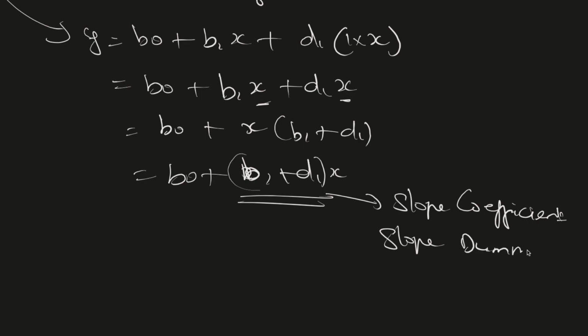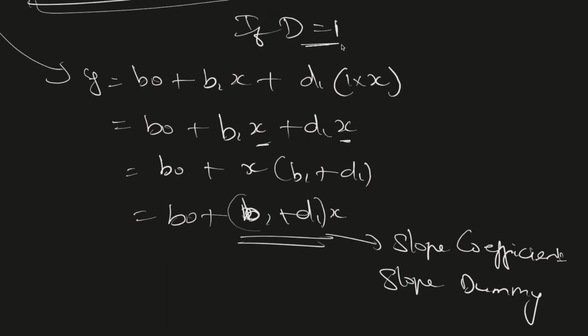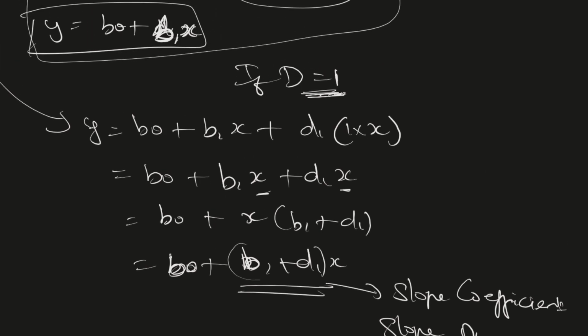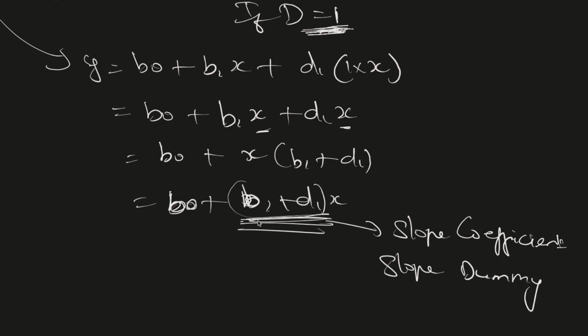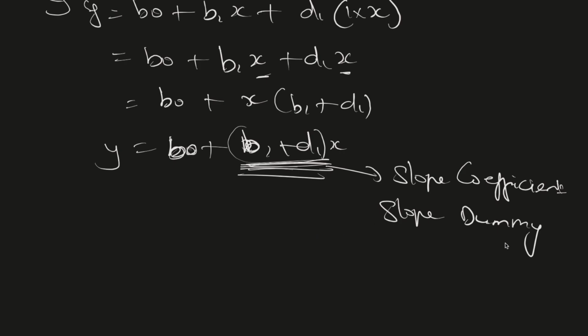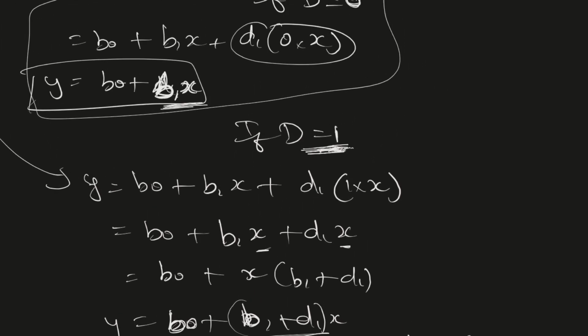Now why can this happen? Say for example, this D1 was the presence of some event like the World Cup, and this is Zomato sales. Normally Zomato is doing b0 plus b1x sales. However, when there is an event like the Cricket World Cup, the slope coefficient goes up and the sales for the company also go up. So this is an example of slope dummy.